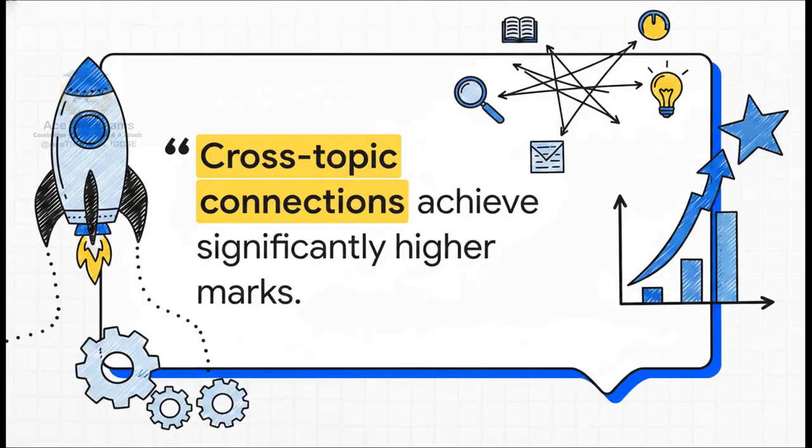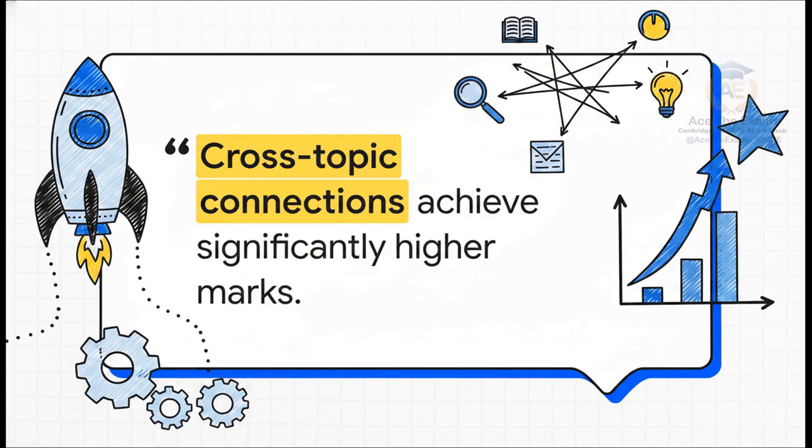And right here is a massive combo multiplier hiding in plain sight. This is pulled straight from the developer notes, the principal examiner reports. They explicitly highlight that candidates referencing cross-topic connections achieve significantly higher marks. In the context of paper 4, where the rules literally force you to choose at least one text from each section, the syllabus is begging you to synthesize.